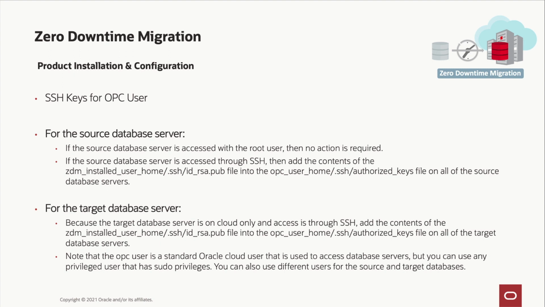And because it's on the cloud and the only access is through SSH, you need to add those same keys on all of the target database servers as well. This user, OPC, is a standard for Oracle Cloud for the database servers. But you can use any privileged user that has sudo privileges. And then you will have to use different ones for the source and target, but this is just an example of how the standard way of working is. Of course, you can change it according to your use case.